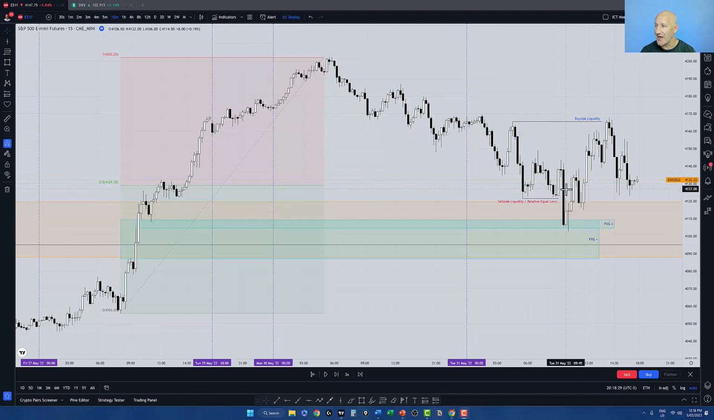And we've just started now marking out our buy side liquidity and sell side liquidity, and you can see clearly how the market trades into that fair value gap, that bullish fair value gap on the 15-minute chart. We react to that, and then we start to attack this buy side liquidity just here.